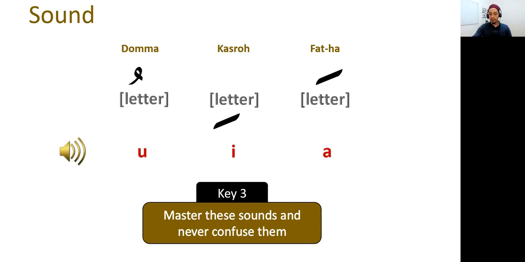Okay, excellent. So the first one we said was master the shapes, never confuse them. The second one said memorize the names for learning purposes. I wouldn't say master the name, because when I say master, I really mean it. So for learning purposes. And third, we said master the sounds and never confuse them.